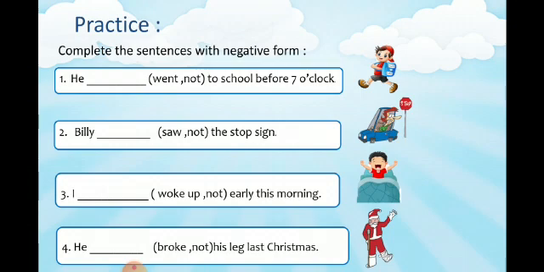Think, how can you negate these sentences? Remember that we have 2 steps. First, put didn't after the subject of the verb. Then, change the verb into a base form. ضعوا didn't بعد فاعل الجملة ثم غيروا الفعل إلى مجرد. Now I will give you time to think.